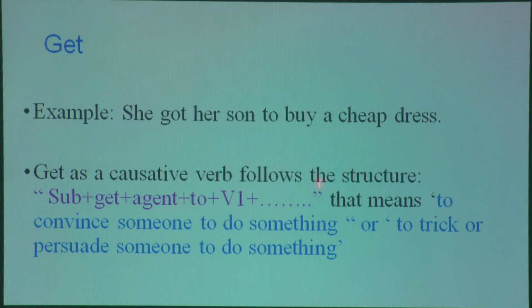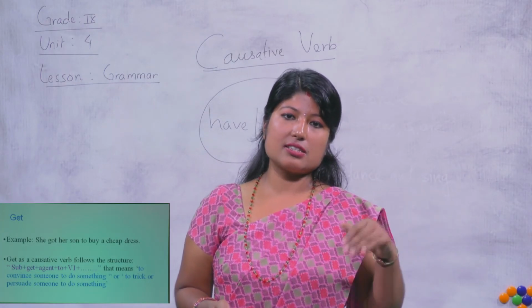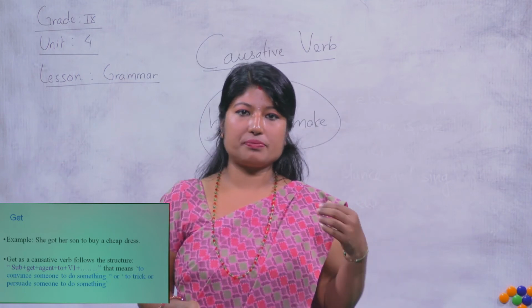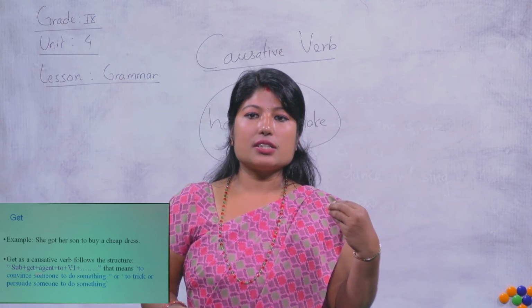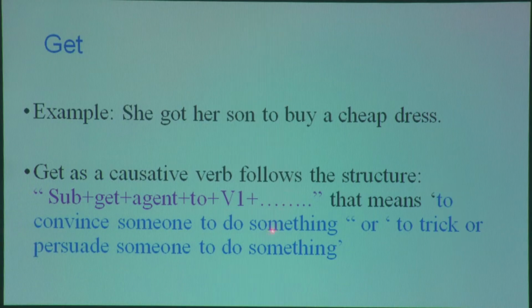And the meaning of get is to convince someone to do something, to trick or persuade someone to do something. This is persuading rather than forcing. So this is the structure: subject, get, agent, to plus verb 1. She got her son to buy. So her son is the agent, to buy. Okay, this is the way.